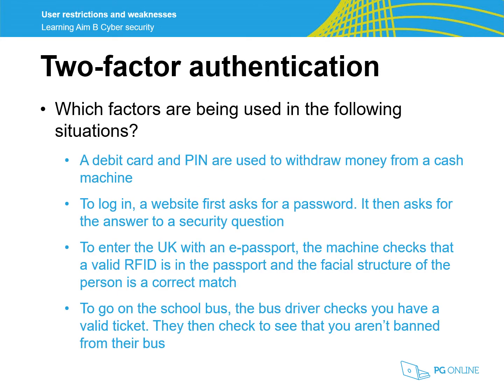There are many examples of two-factor authentication. An example we will run through is a debit card and PIN that's used to withdraw money from a cash machine. In this example, a debit card is what you have, and that's followed by a PIN, which is what you know, therefore combining two different factors to allow you to gain access to your cash machine.